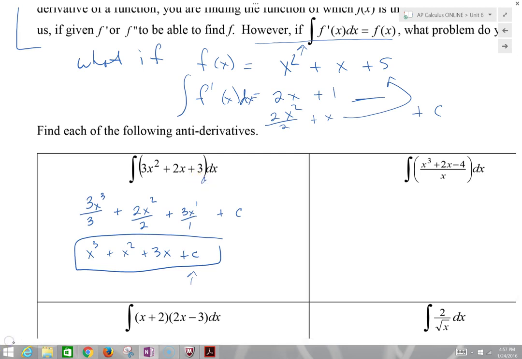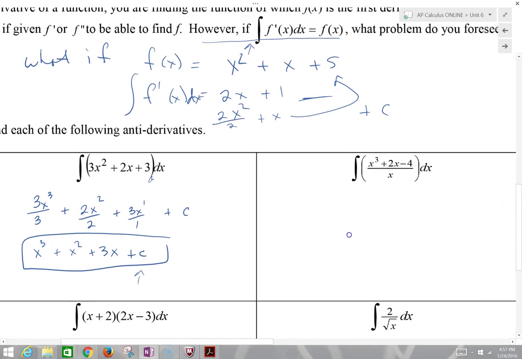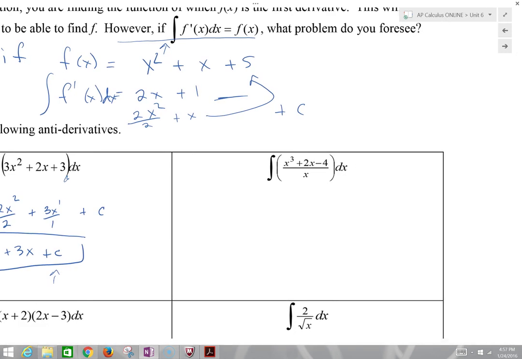So the second one isn't quite as straightforward because it doesn't look like a polynomial. So we're going to make it look like a polynomial, very similar to the way we would make these look like polynomials earlier when we find the derivative. So we're going to take this and write this as x cubed over x plus 2x over x minus 4 over x, which is equal to x squared plus x minus 4 times x to the negative 1.